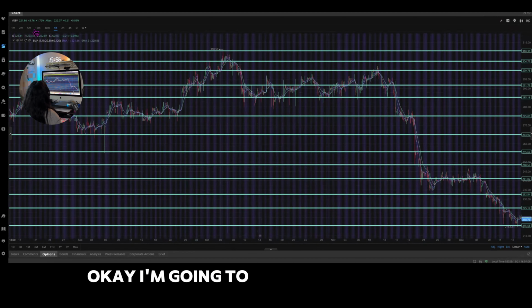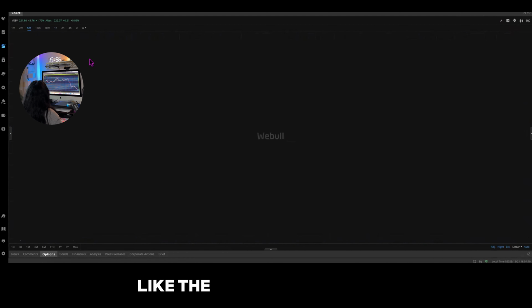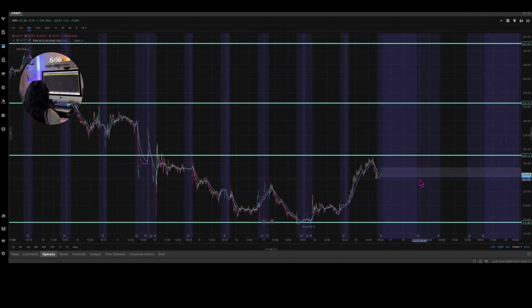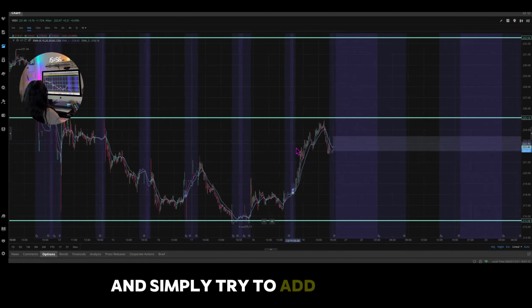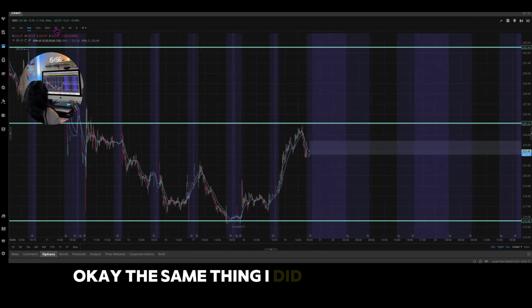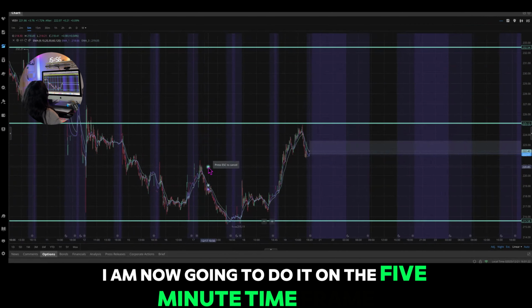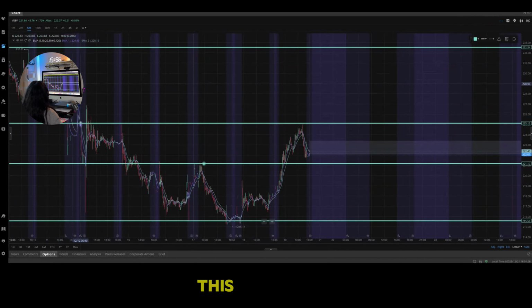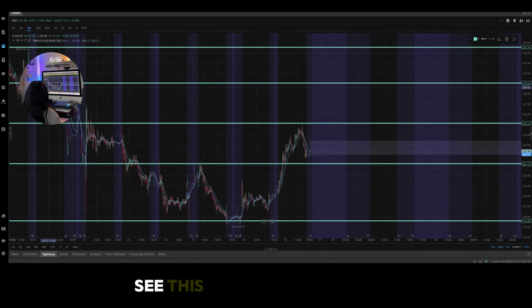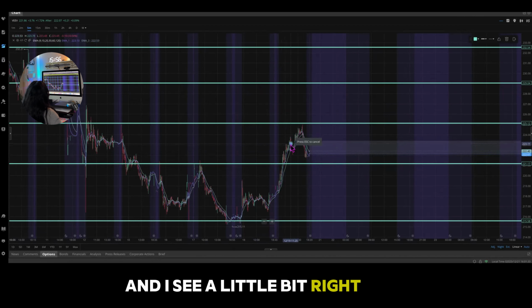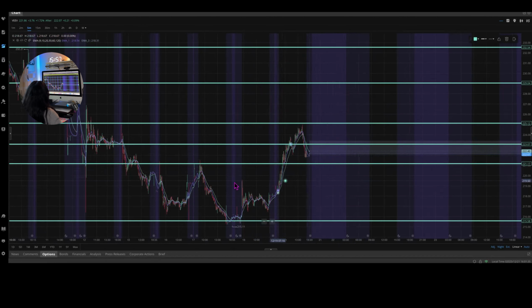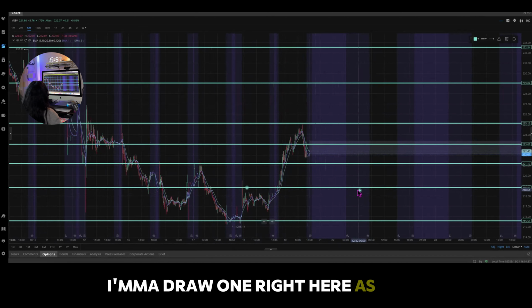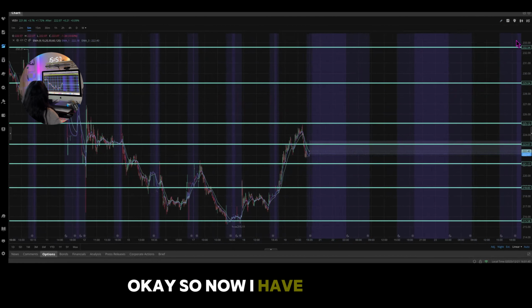Okay. I'm going to now drop down to a lower time frame, like the 5-minute time frame, and simply try to add a few more. Okay. The same thing I did on the 1 hour time frame, I am now going to do on the 5-minute time frame. Okay. This is the area of consolidation. I'm just going to drop right here. This is the area. See this consolidation? Okay, and I see a little bit right here. All right. I'm going to draw one right here as well. Okay, so now I have key levels.